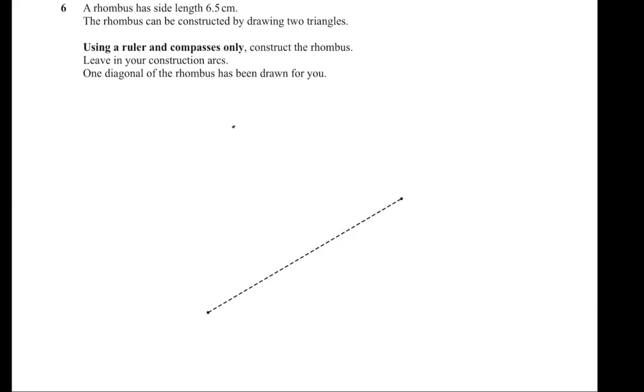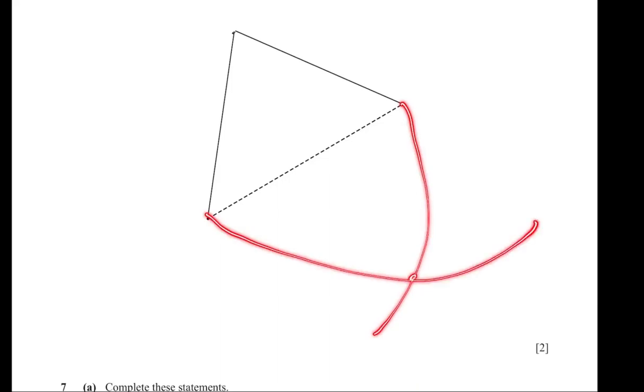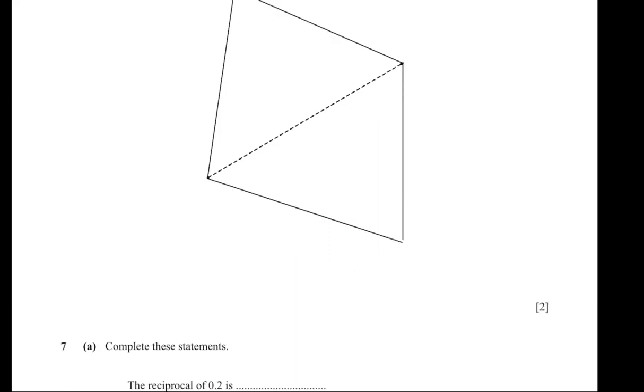So this is a rough diagram. And then we do the same thing on the other side. We draw an arc here, draw an arc here. So this is where the point is supposed to be. And this is the rhombus that we have. This is just an estimated point. Please use a ruler to measure 6.5 centimeters correctly, then you can get an accurate rhombus.